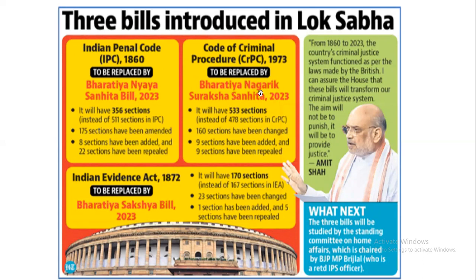Now, this new Bharatiya Nagarik Suraksha Sanhita is going to have 533 sections instead of 478 sections in CRPC. Currently we have 478 sections in CRPC. Now it is going to be increased; 533 sections will be there. Then 160 sections have been changed, 9 sections have been added, and 9 sections have been repealed.